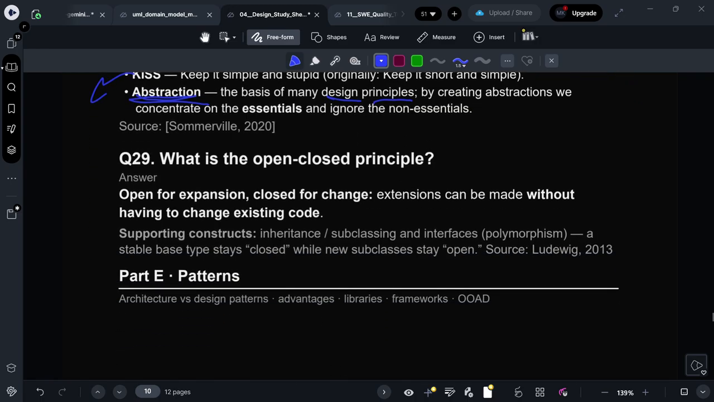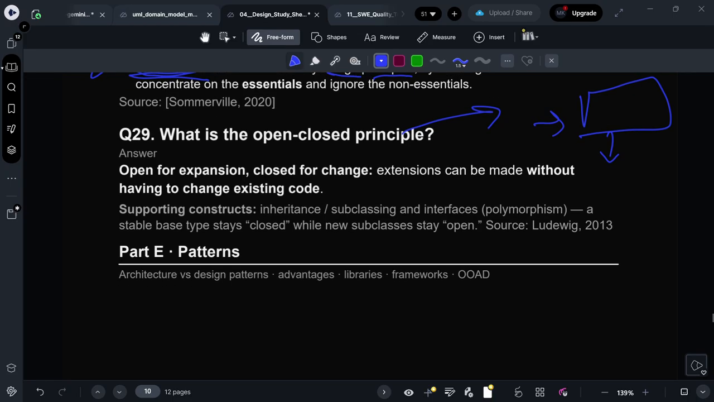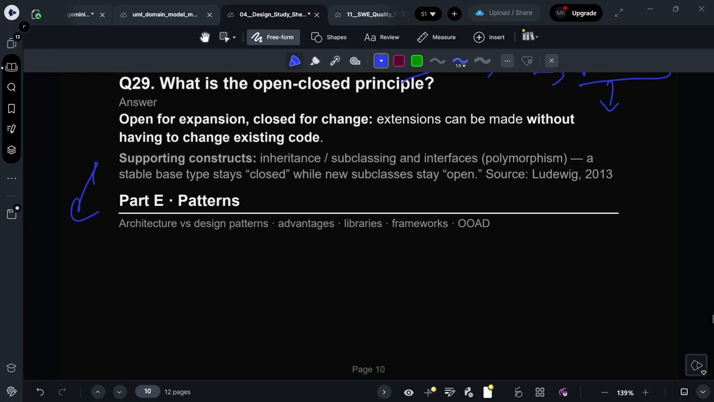Then we have what is the open-close principle. Open for expansion but closed for change. Extension can be made without having to change existing code. We made something. Now it's not that we have to make it again. We just need to expand it. We just need to add new features to it. For example, supporting constructs are inheritance, subclassing, and interfacing, polymorphisms. A stable base type stays closed while new subclasses stay open.